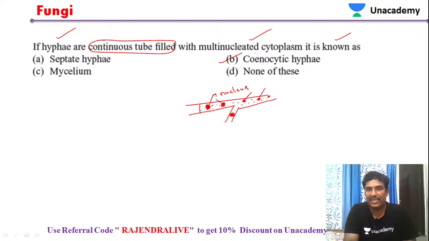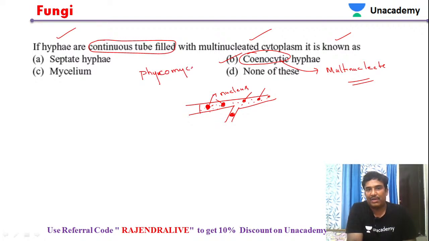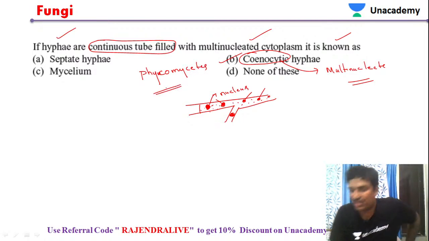Cenocytic condition means multinuclear condition. Some people will spell it as coenocytic. This is called cenocytic actually. So such a condition is called multinuclear hyphae. So option B is the right answer. This type of hyphae, cenocytic hyphae, is present in the members of fungi called Phycomycetes. Cenocytic hyphae is found in the members of Phycomycetes.